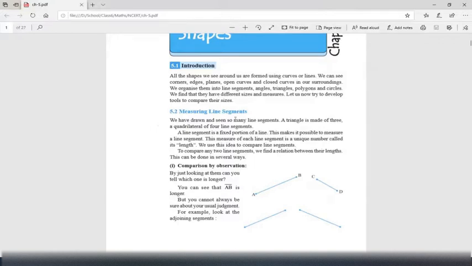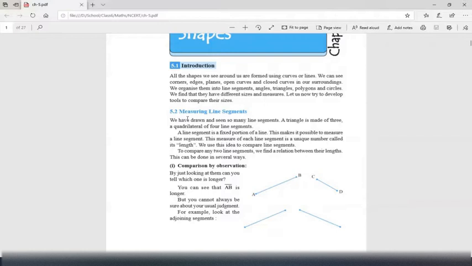So, measuring line segments. What it says is that all the shapes are made up of some lines or some curves, the basic unit of the shape. So we call them polygons or closed curves, triangles. But see, an example of a triangle: how is it formed? A triangle can be created with three lines. So it means that any shape can be made using lines and also using curves.